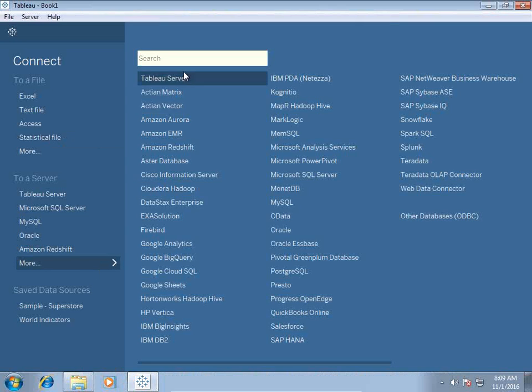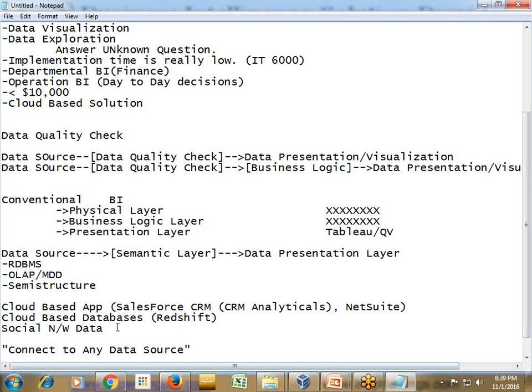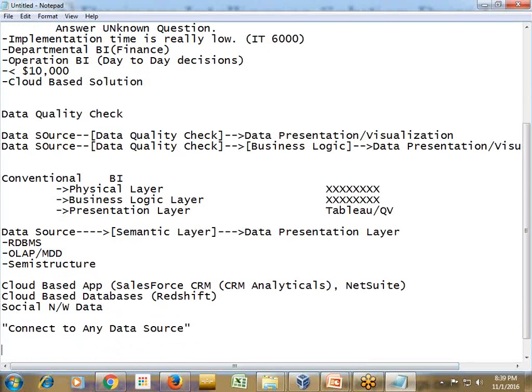You see the list of data sources they can connect to: cloud-based big data, Google databases, IBM, traditional BI, non-traditional BI. The list is huge. They can connect to any data source. That's one reason they came into the market and really thrived. So those are some key differences.